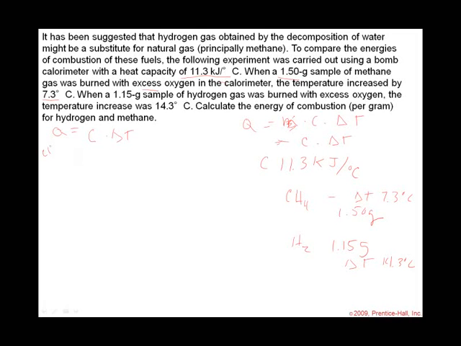So for methane, for CH4, Q is going to be 11.3 kilojoules per degree C times the change in temperature for methane, which was 7.3 degrees C. And this is going to come out to be, looks like, 82.5 kilojoules. Okay? And I want to compare gram per gram. Methane used 1.5 grams, okay? So if I divide that out, I'm going to get 55 kilojoules per gram of methane, okay?